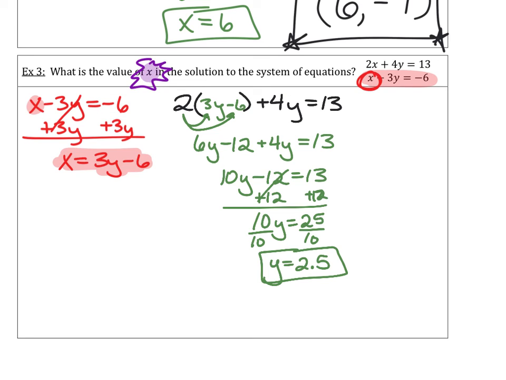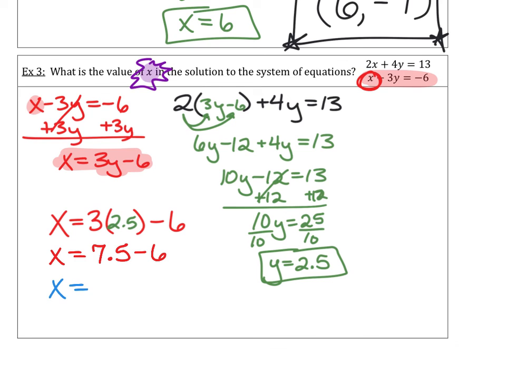Now, that's the y value of my answer, but remember, this particular question asked me for the x, so I'm not quite done yet. I need to take this value of y and I need to plug it into that red original equation. So what am I plugging in for y? I'm plugging in that 2.5. So let's do that. If we have x equal to 3 times 2.5, well, 3 times 2.5 is 7.5. And 7.5 minus 6, that's going to be 1.5. So I have my whole coordinate of 1.5 comma 2.5.